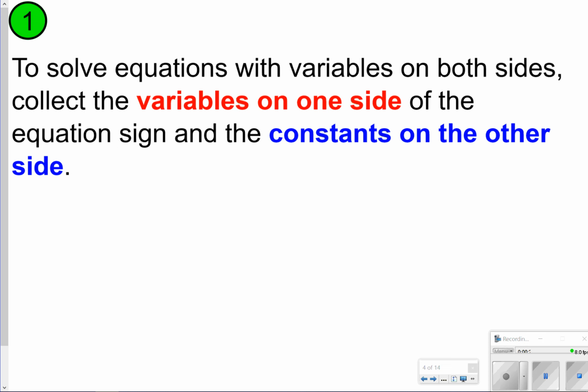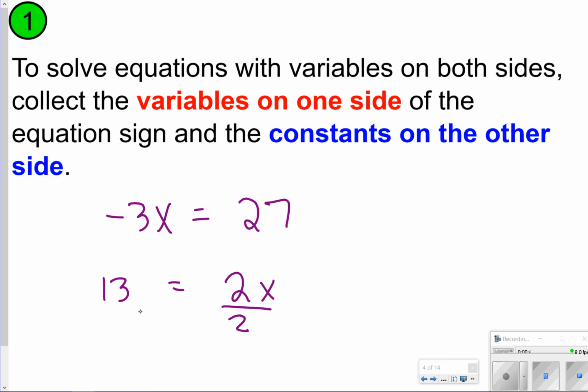Maybe an example would look something like this, where you have a negative 3x over here and a 27 on the right, or 13 on the left and a positive 2x on the right. Notice that the equation sign is separating your variables and your constants, and that's the main goal that you want to get, because once you're here, then you can start to solve and get your answer. Let's go ahead and take time now to pause the video here so you can write down what you see for number 1, and then click play when you're ready for number 2.